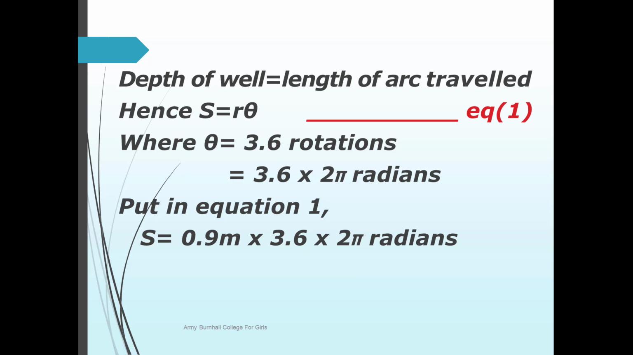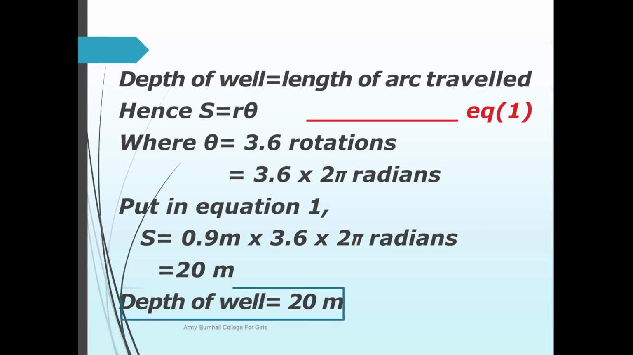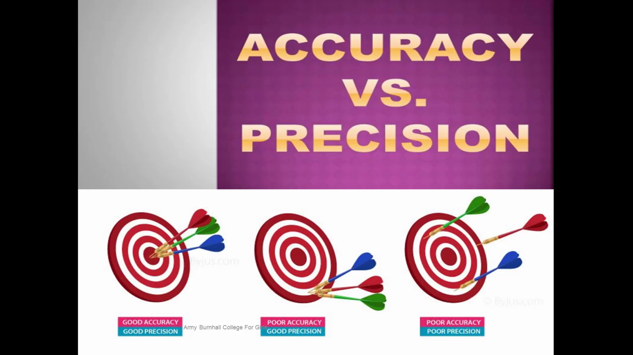S is equal to r theta. We will get the answer as 20 meters. So depth of the well is equal to 20 meters. That is our required answer. Okay, so depth of the well is equal to 20 meters after rounding off.